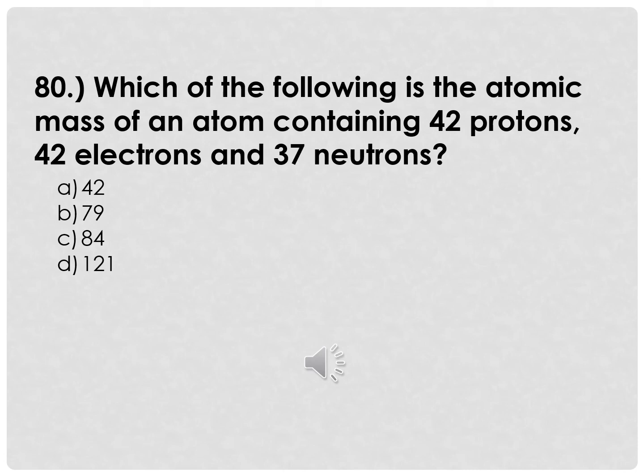Which of the following is the atomic mass of an atom containing 42 protons, 42 electrons, and 37 neutrons? The atomic mass is found by adding the protons and the neutrons together. In this case, we have 42 protons and 37 neutrons. When we add them together, we get 79, which is letter choice B.